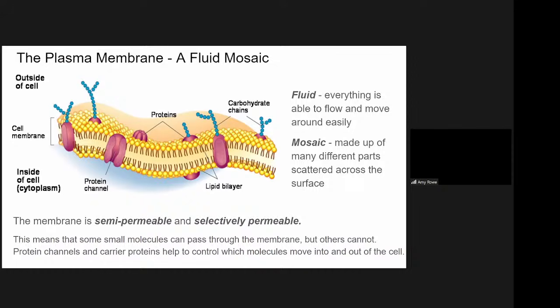Now, this membrane is semi-permeable and selectively permeable. So this means that some things are able to pass through it and some things are not. That's why we say it is semi-permeable. It's also selectively permeable, which means protein channels and other carrier proteins help to control specifically which molecules move into and out of the cell. They are quite selective about what molecules are able to move in and out through those protein channels. So that's why we say that the plasma membrane is both semi-permeable and selectively permeable.